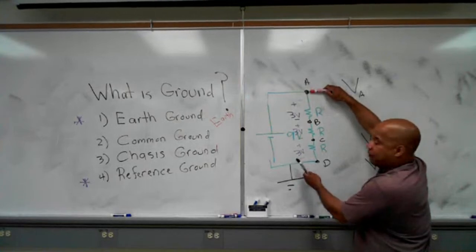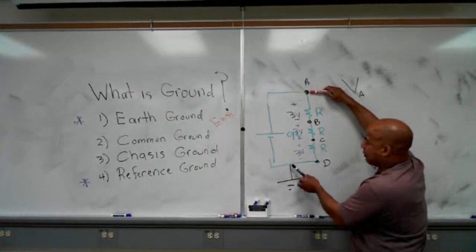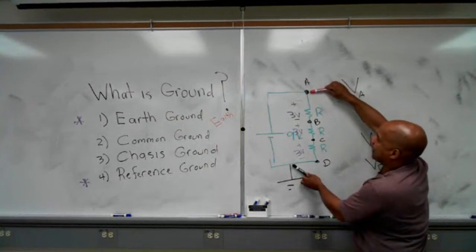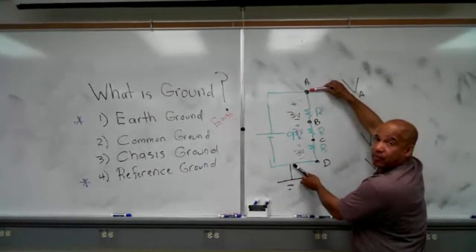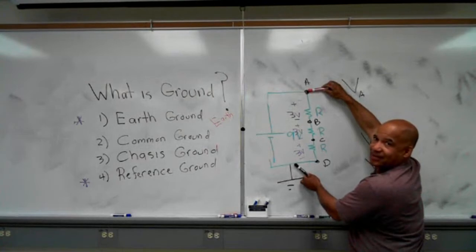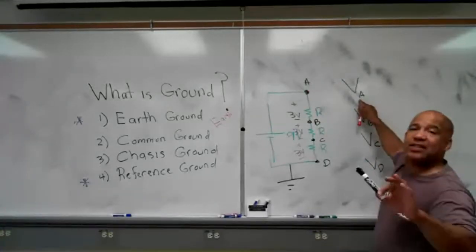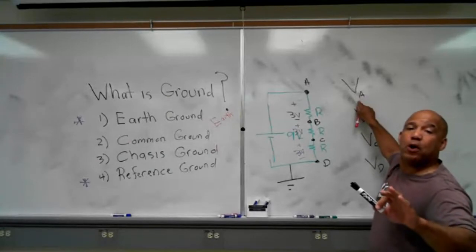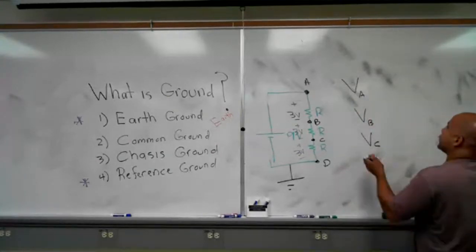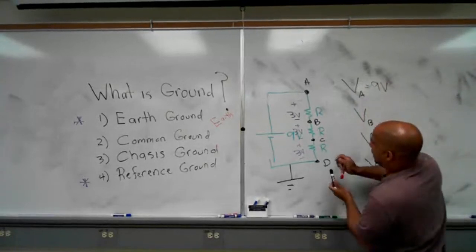Anybody know what I would read if I put my black lead here? I never move that. When I see this symbol, that's my reference, so I'm going to clip it right there. How many volts will I read if I'm across the whole circuit? How much will I read? Just guess. 9. What you would say is, the voltage at A, and since it's just a single subscript, the voltage at A with respect to ground is 9 volts.